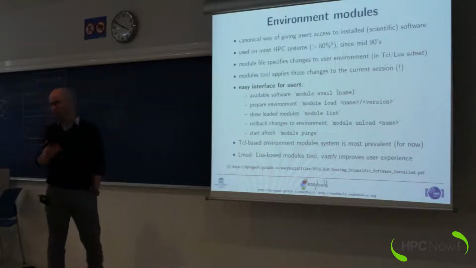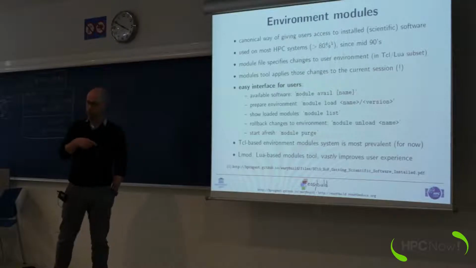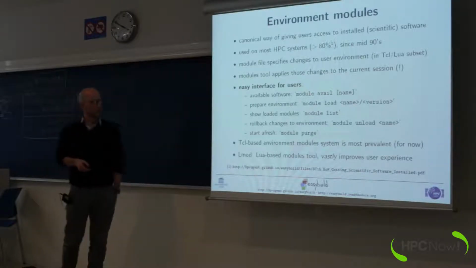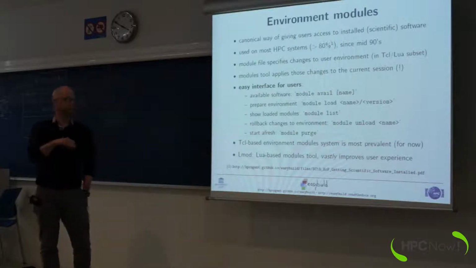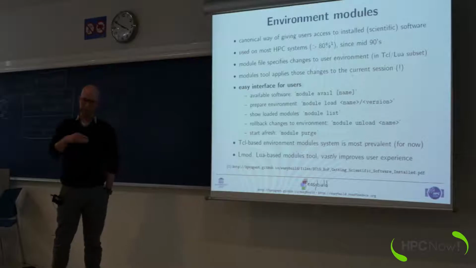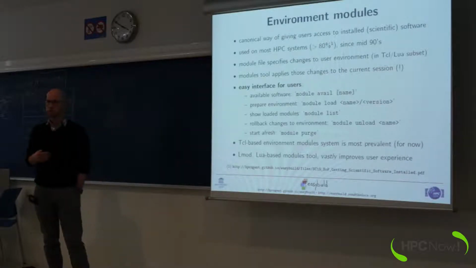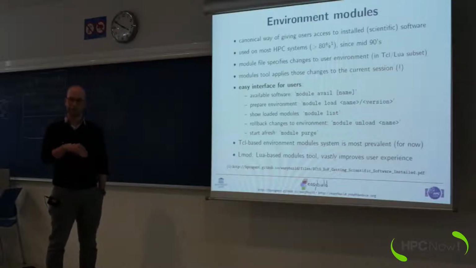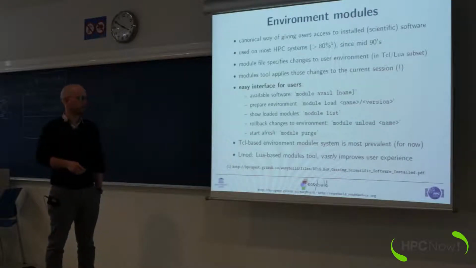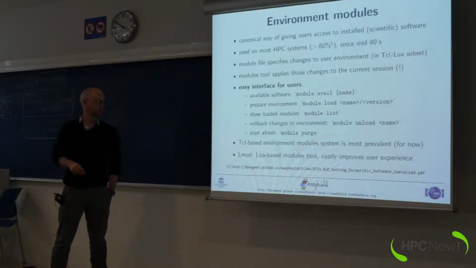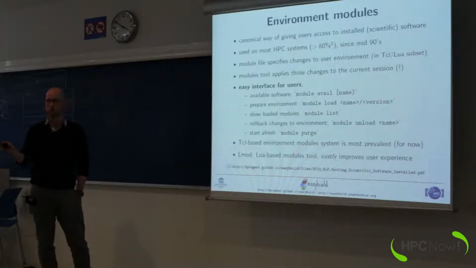If you want to see what's available, it's module avail. If you would like to load a particular module, it's module load, and then you choose the name and the version. If you want to see what modules you have loaded at any point in time, you do a module list. And if you would like to unload the changes to your environment, it's a module unload for the software that you have loaded. You can only have one version loaded at any one time. And then if you want to start fresh from scratch, you just do a module purge, which will unload everything in your environment at any time.